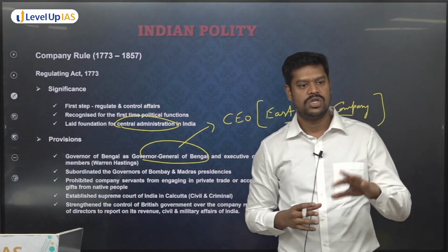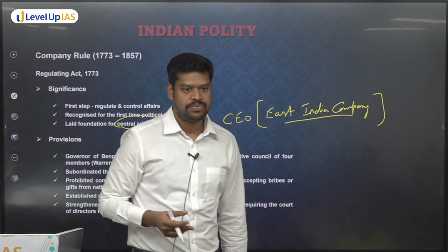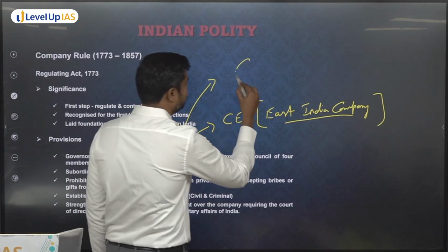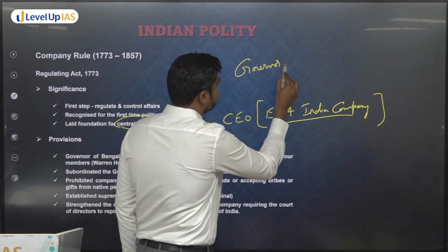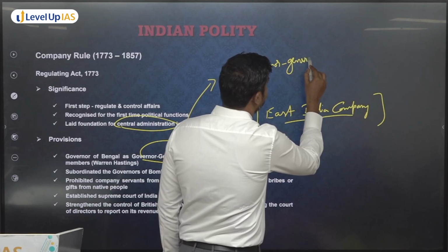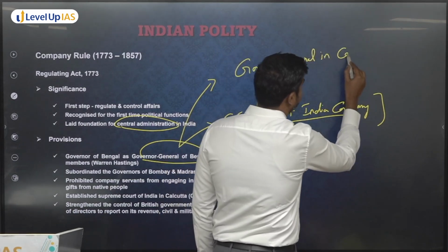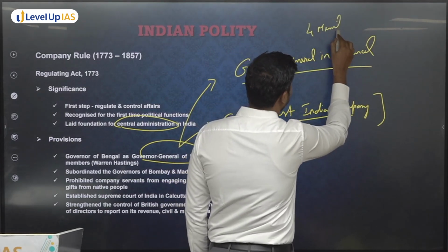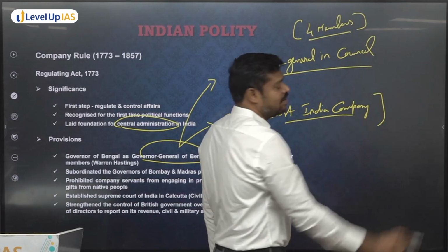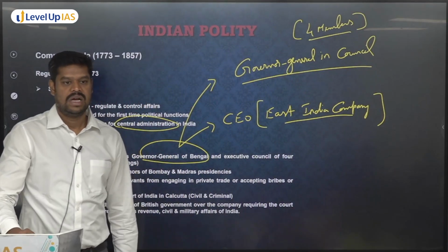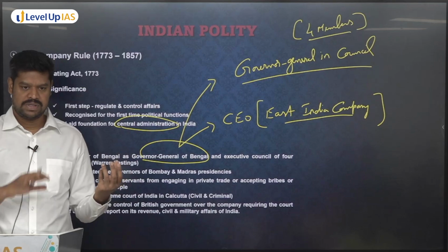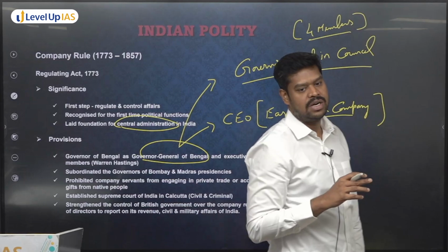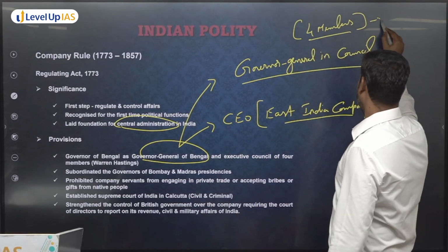So therefore, there was also provision for a Governor General in Council. It provided for the governor, and the governor was to carry out all those things with a Governor General in Council. A 4-member Governor General in Council was also allowed by the Regulating Act. Now, what do you understand by Governor General in Council? Governor General is one person and he had 4 members. So the governor along with 4 members was called a Governor General in Council. So what is this Governor General in Council? It was basically an advisory body.